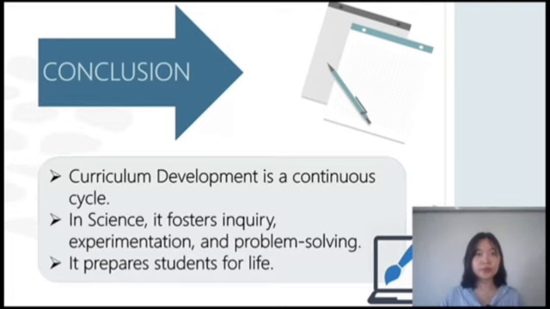So, in conclusion, curriculum development is like a cycle. We plan, design, develop, implement, and then evaluate. When we do this in science, the focus isn't just on memorizing facts. It's about building curiosity, problem solving, and practical skills. And that's how we prepare students not only for exams, but for life in a world shaped by science and technology.